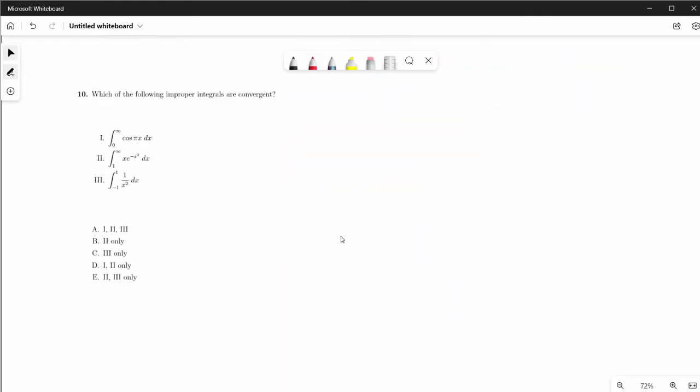For number 10, we're given 3 improper integrals, and we're to find out which of these are convergent. So for number 1, we have the integral from 0 to infinity of cosine pi x. This one, I would recommend graphing cosine first. It's something like this.